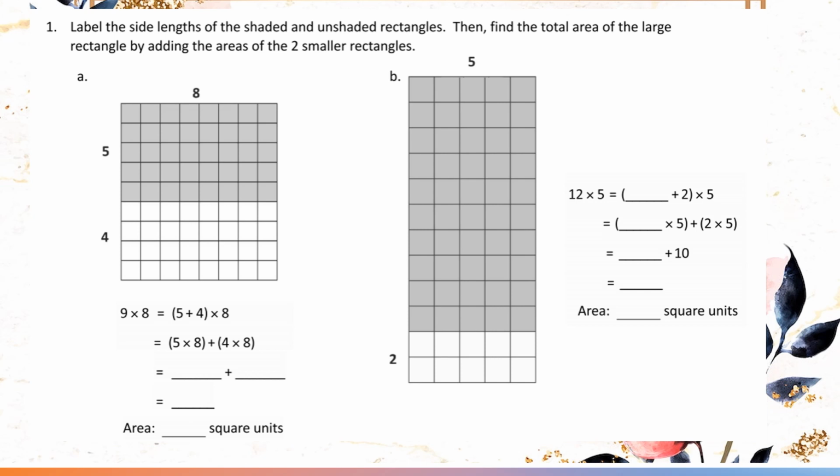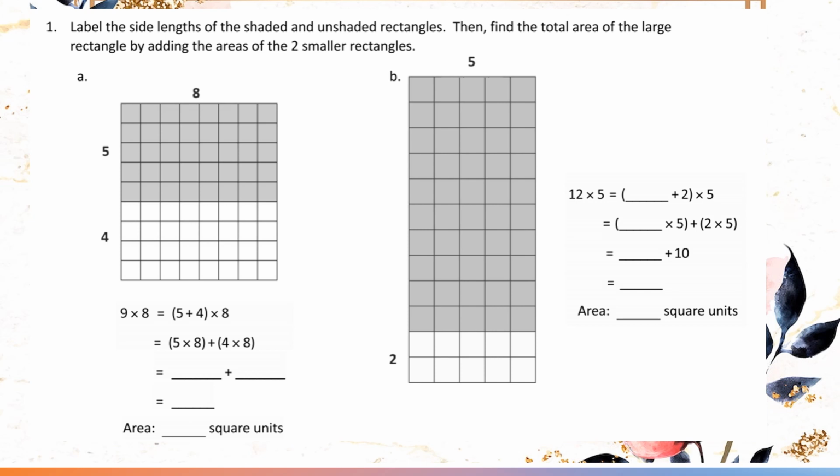Number 1 says, label the side lengths of the shaded and unshaded rectangles. Then find the total area of the large rectangle by adding the areas of the two smaller rectangles. Again, we're using the distributive property, so we're going to be just breaking big arrays apart. So let's look at letter A. You notice we have one big array. Part of the array is gray, the other part is white. So they broke a large rectangle into two smaller rectangles to try to make it easier to solve.